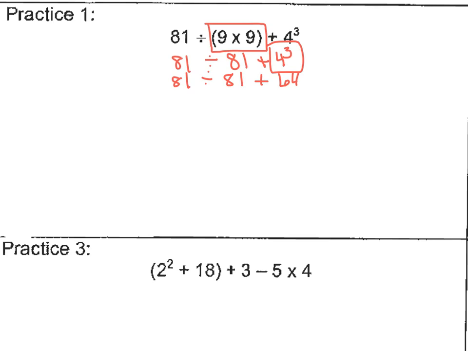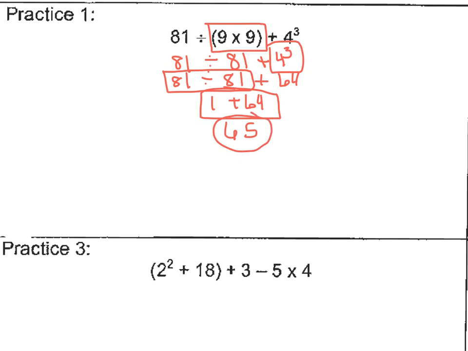Next we have division and addition, so we do division first. 81 divided by 81 is 1. Then you add. And then the last step is 1 plus 64 is 65. That's your final answer. So now at this time, I would like for you to complete practice problems 2 through 6 on your own. When you're ready to check your answers, press play.